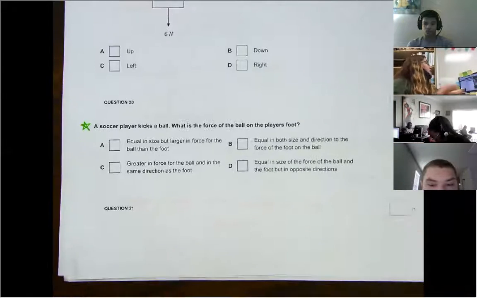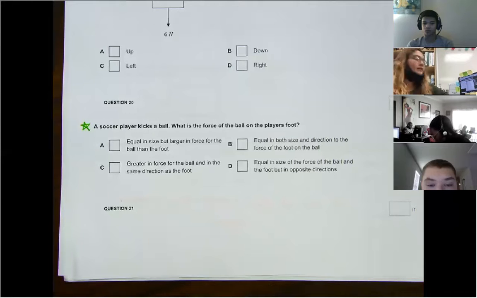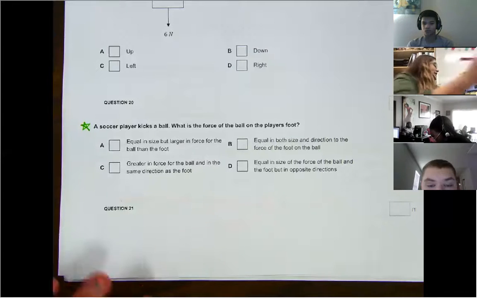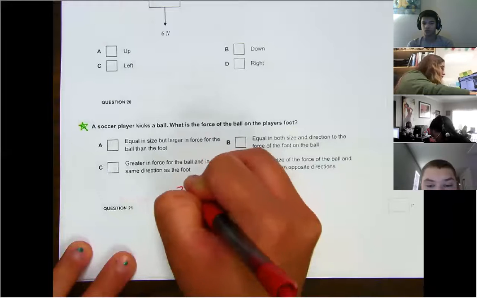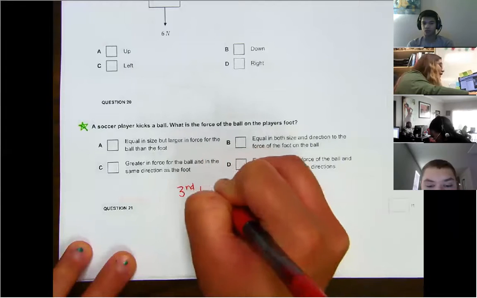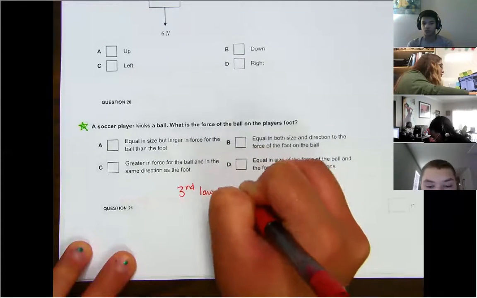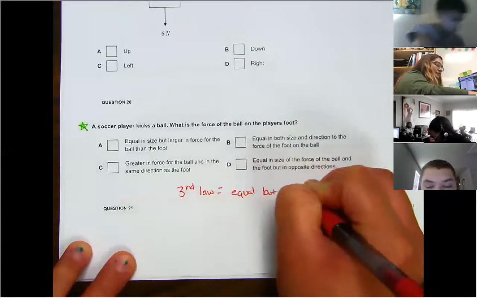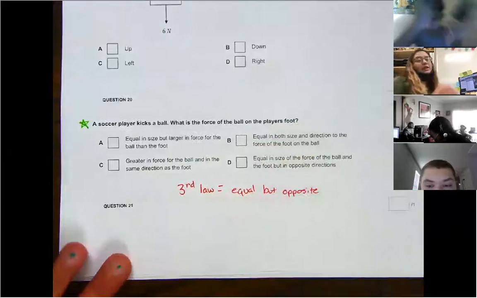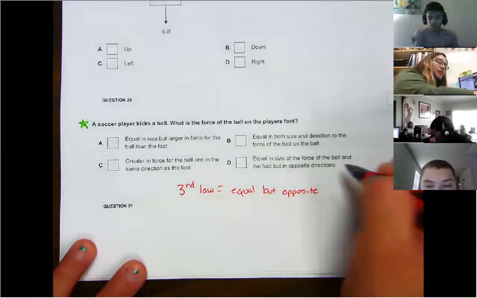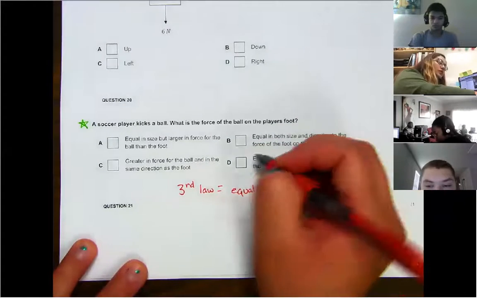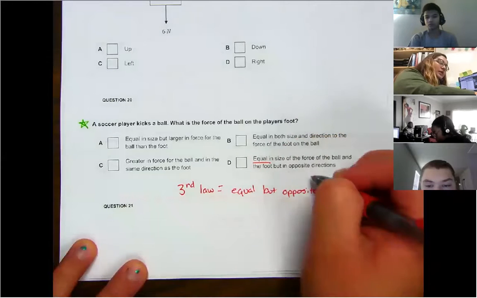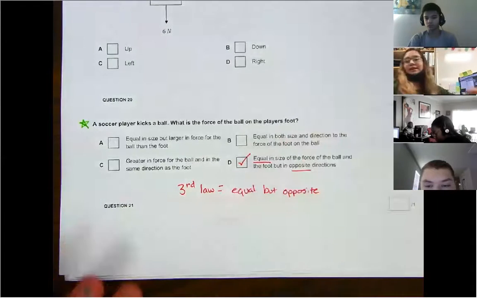All right, the next one. A soccer player kicks a ball. What is the force of the ball on the player's foot? Again, that's the third law. Remember, for every action, there's an equal but opposite reaction, which means there's an equal but opposite force. So it'll be equal in size but opposite in direction. D is the answer.